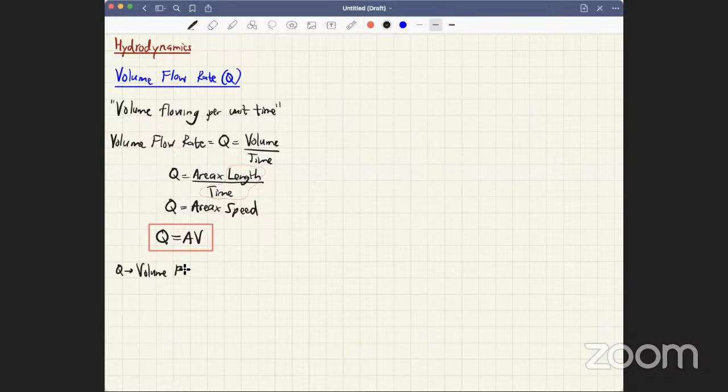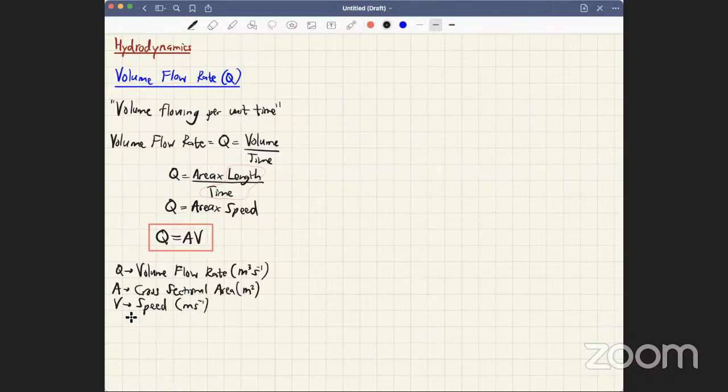Volume flow rate. What is the SI unit of volume flow rate? It is going to be volume divided by time, meter cube per second. And then A is in fact cross-sectional area, don't forget that. The SI unit for cross-sectional area is going to be meter squared. And finally, speed or velocity, V. We'll go with speed because we don't really bother about the direction here, meters per second.